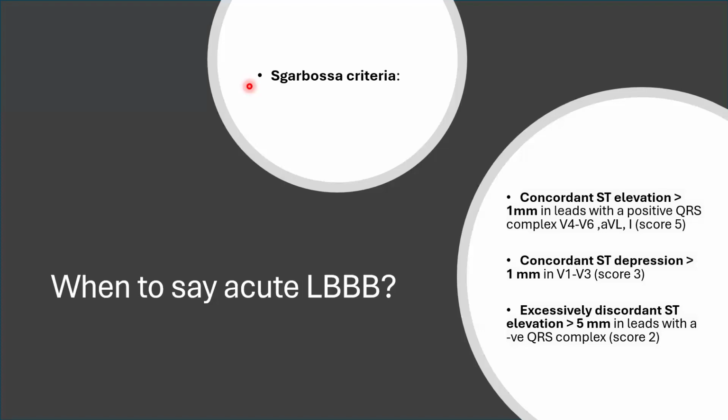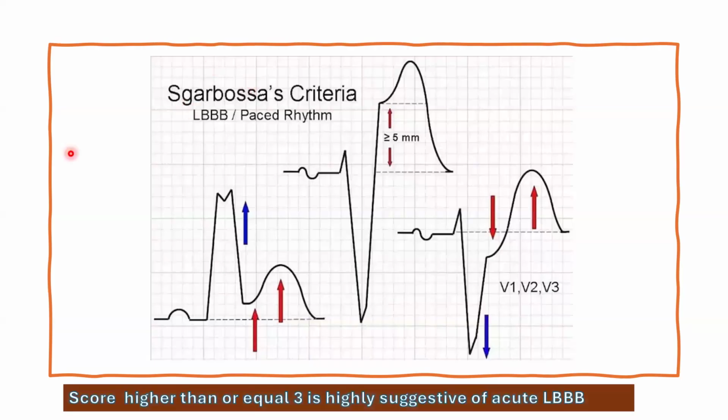Or you can find an excessively discordant ST elevation of more than 5 millimeters in leads with a negative QRS complex, and this takes only 2 points. Here is a picture to better understand the Sgarbossa criteria. Here we have a concordant ST elevation in the leads with a positive QRS complex. We have a concordant ST depression within the leads that have a negative QRS complex. And here we have a discordant ST elevation of more than 5 millimeters in the leads with a negative QRS complex.